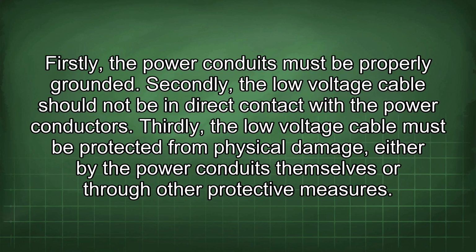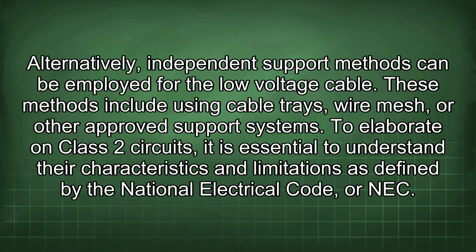Firstly, the power conduits must be properly grounded. Secondly, the low voltage cable should not be in direct contact with the power conductors. Thirdly, the low voltage cable must be protected from physical damage, either by the power conduits themselves or through other protective measures. Alternatively, independent support methods can be employed for the low voltage cable. These methods include using cable trays, wire mesh, or other approved support systems.